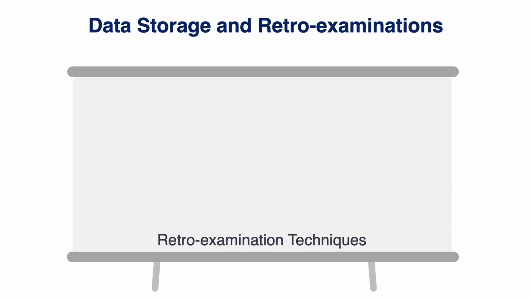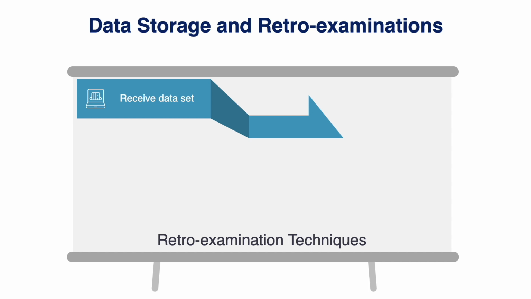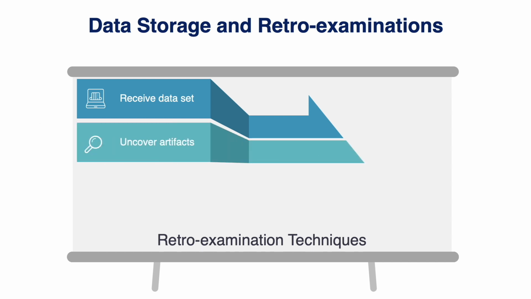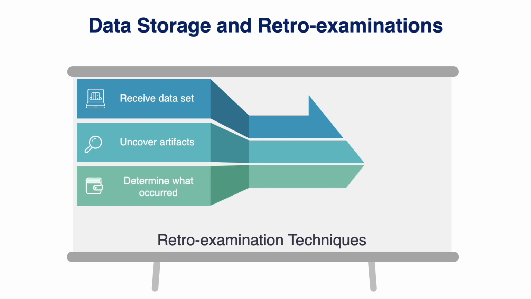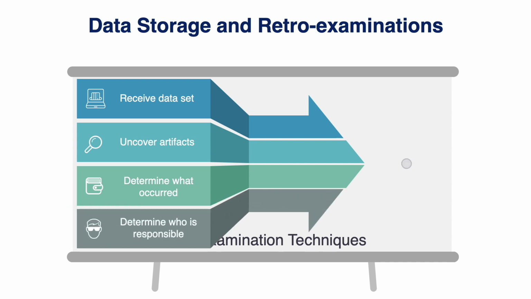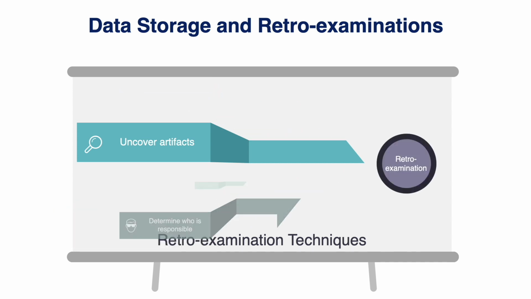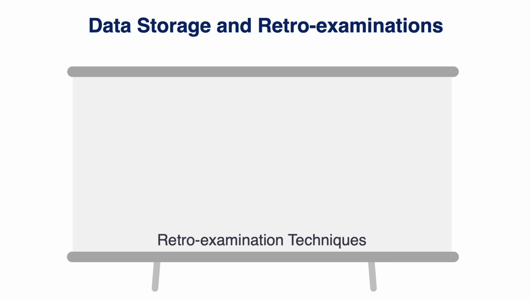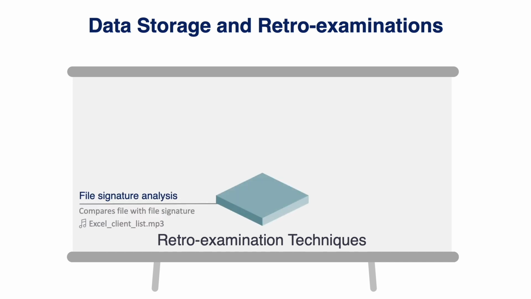Let's imagine that we receive a stored dataset after some indicators of compromise are flagged. We would then use retroexamination to uncover artifacts, and then use these to help determine what mischief has occurred, which machines were involved, and who the user or threat actor was. Examples of the techniques involved include file signature analysis, where a file's content is compared with its signature to show if it has had its file type changed in order to try and hide it, such as saving an Excel list with a .mp3 extension.